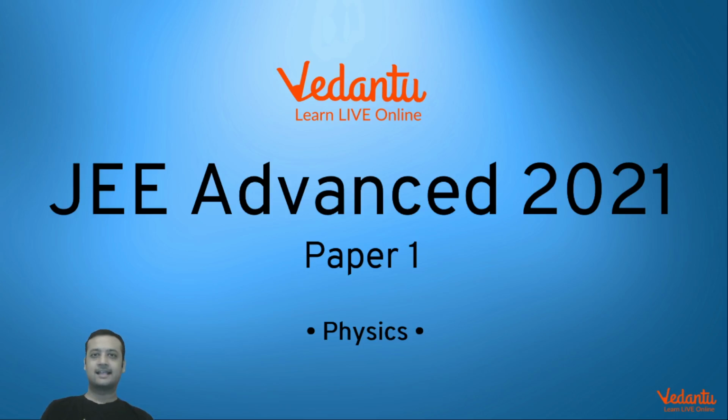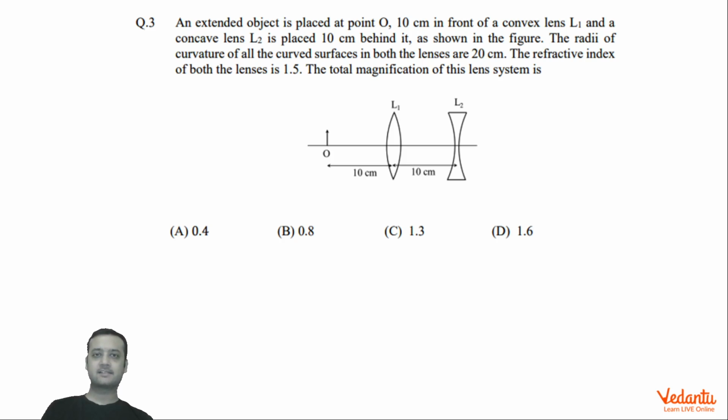Hi dear students, let's see this question that came in JEE Advanced Paper 1 Physics in the year 2021. The question is from the topic of optics, single choice correct question. Those who got it right would have gotten +3. Those who got this wrong would have gotten -1.